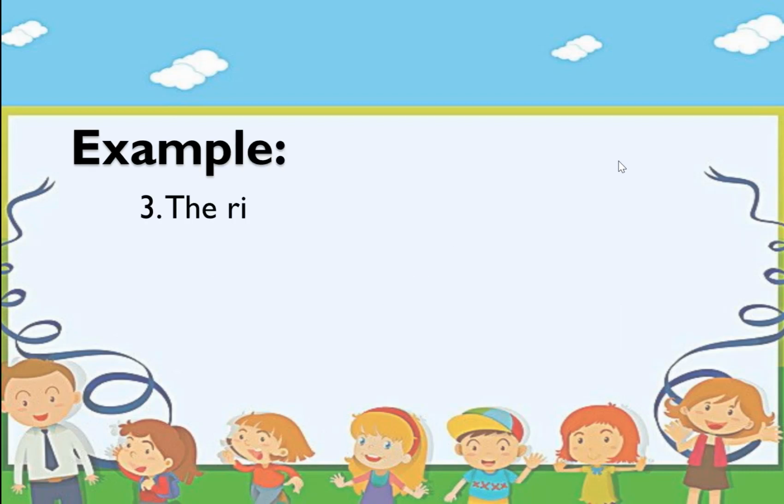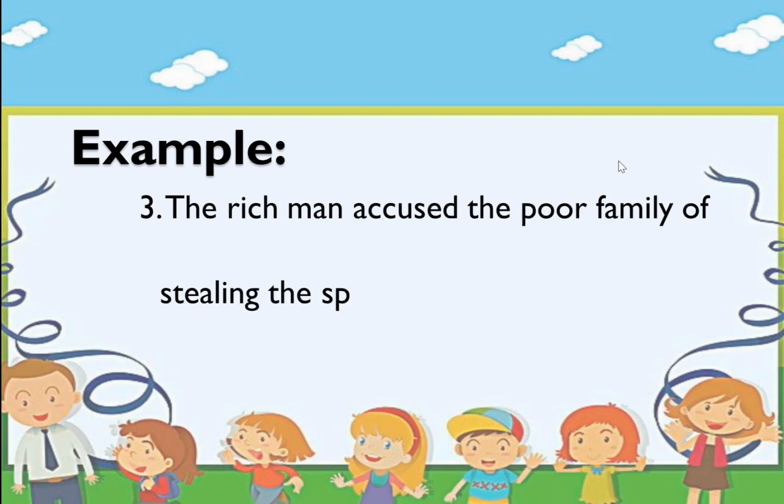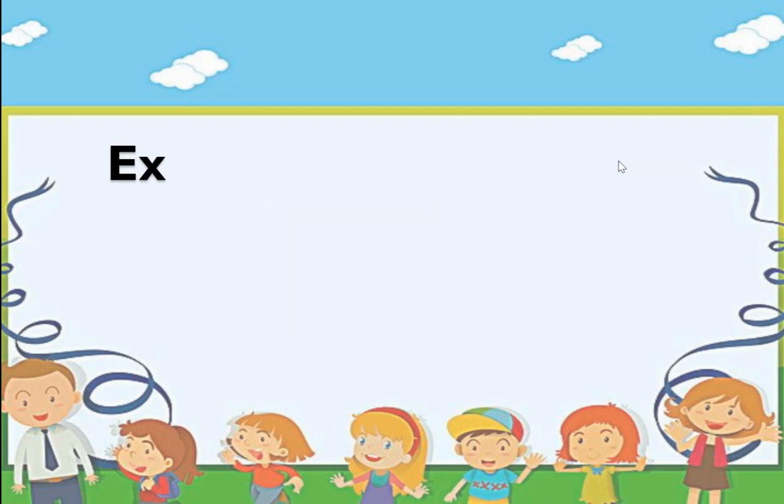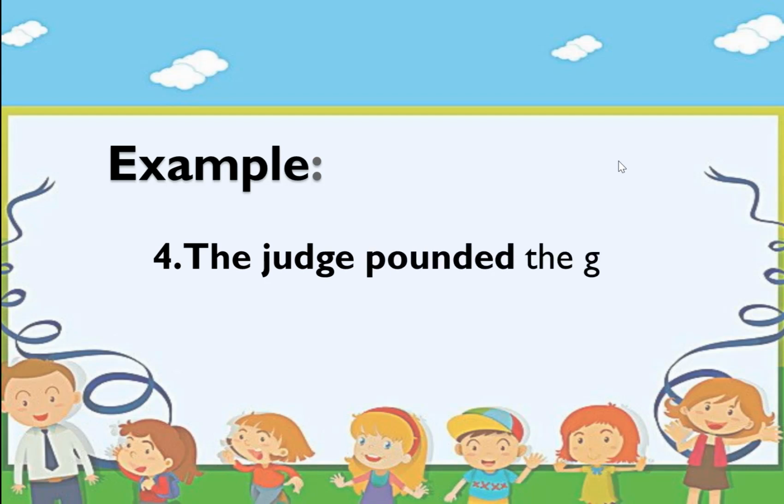Another one, the rich man accused the poor family of stealing the spirit of his family's food by smelling. Who is the doer of our action? It is the rich man, and the action is the verb accused. Another example, the judge pounded the gavel. We have here the doer of the action, which is the judge, and the action is pounded.